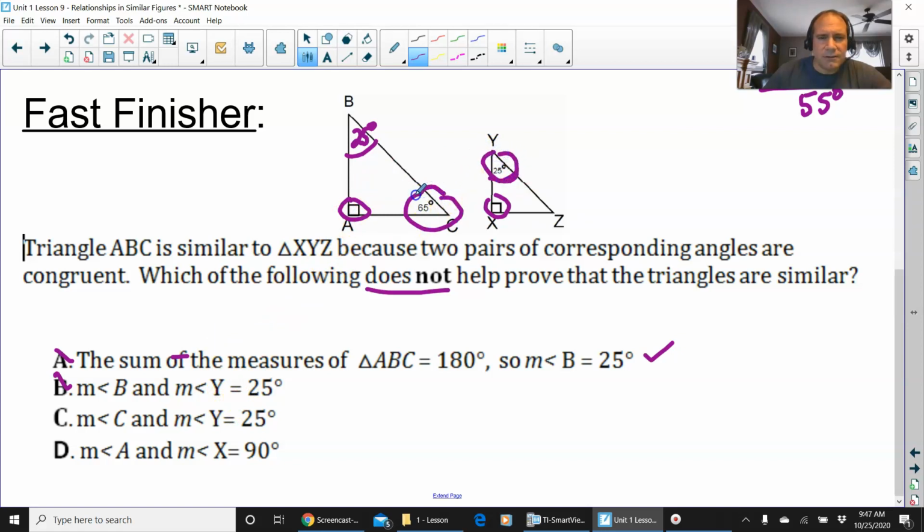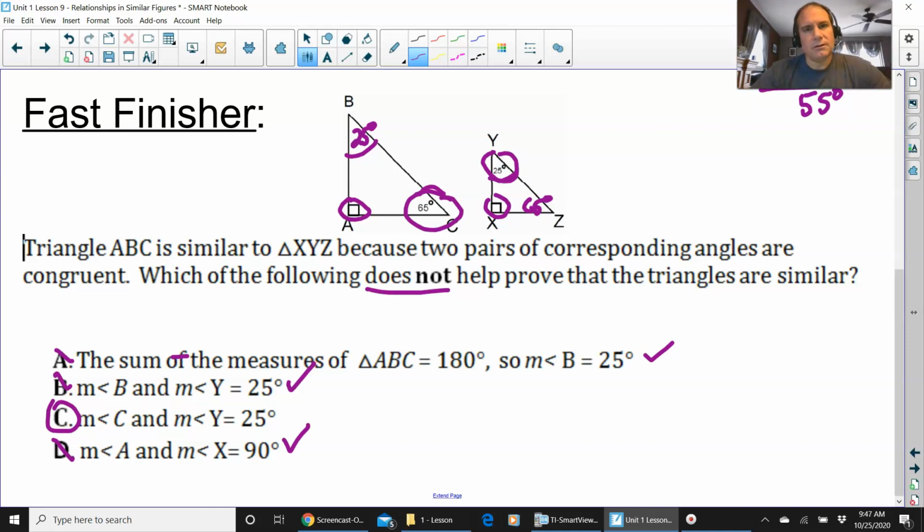Ooh, these are not corresponding angles, so that wouldn't help connect. If they said measure of angle C is 65, measure of angle Z is 65, that would help. That does not help prove. Measure of angle A, let's check. Measure of angle A is 90 and measure of angle X is 90. That's good. We are out with that one. This is good. This is good. C is your answer for the fast finisher. That is the only one that doesn't help prove that the triangles are similar.